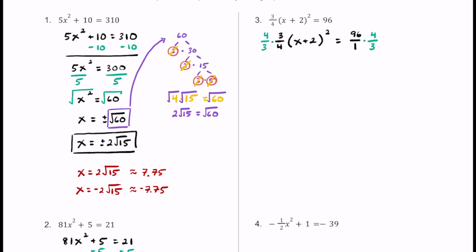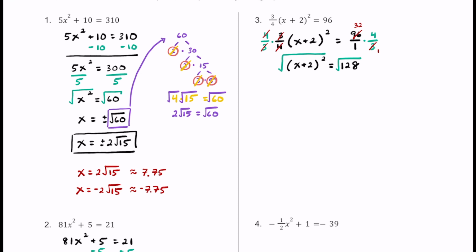Notice here if we do that this 4 and 4 and 3 and 3 are all going to cross cancel on the left side. And on the right side, this 3 and 96 will cross cancel. 3 goes into 96 32 times. So that's what those two numbers are going to become. Now, if we go ahead and write this next step here on the left side, we're getting rid of that 3/4, so we just have the quantity of x plus 2 squared. And on the right side, we really have 32 multiplied by 4, and 32 times 4 is going to be 128.